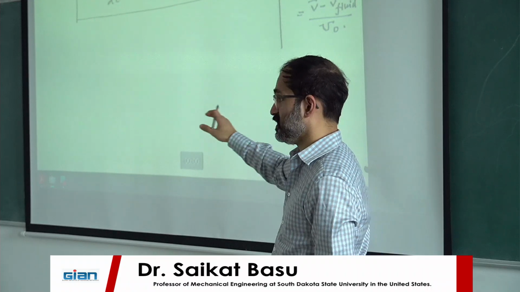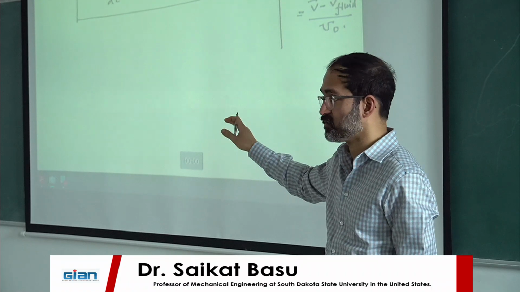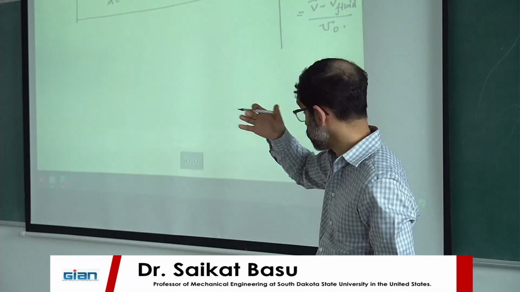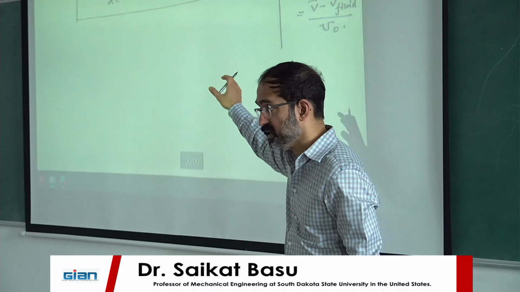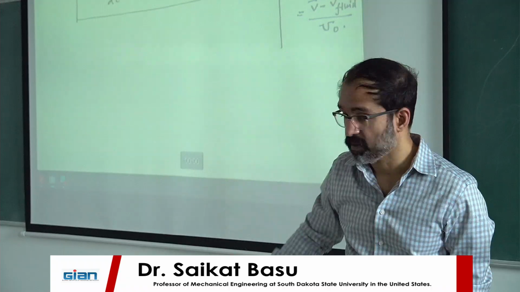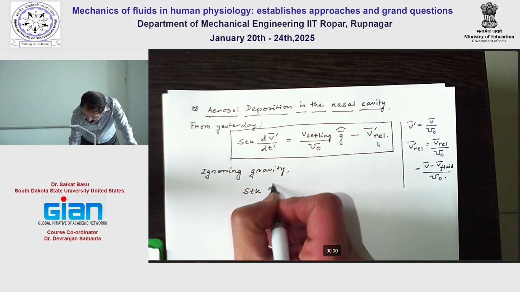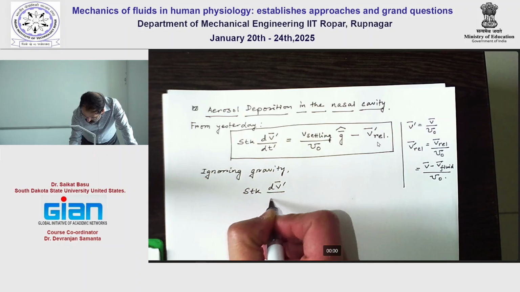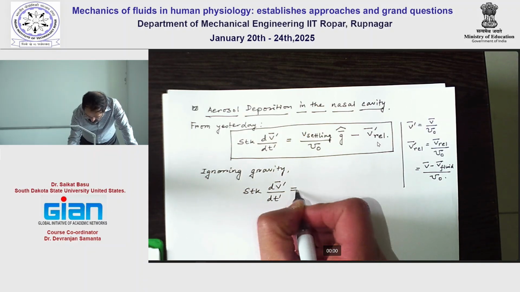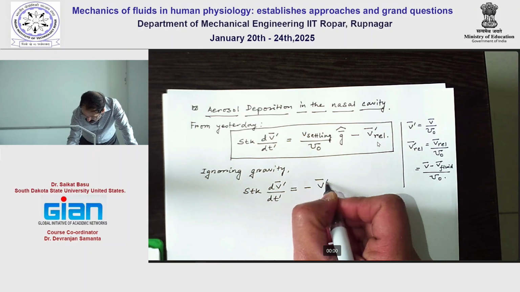So since we are trying to develop an analytical framework for this, it's not a numerical framework yet, let's ignore that. That's because the particulates are small enough. So ignoring gravity, we are left with Stokes number dv bar prime dt prime is equal to minus v bar prime relative.